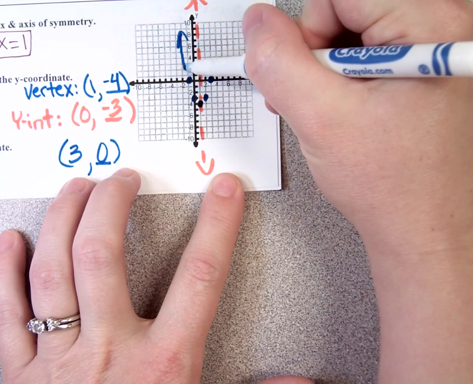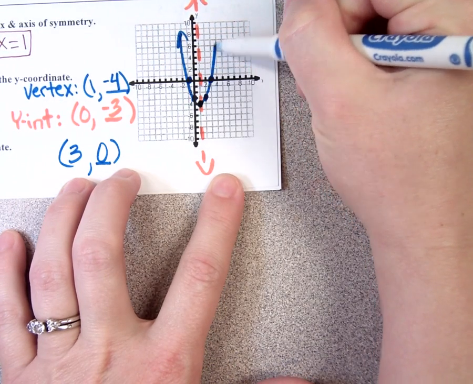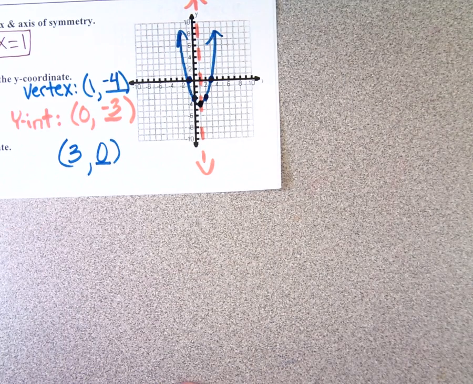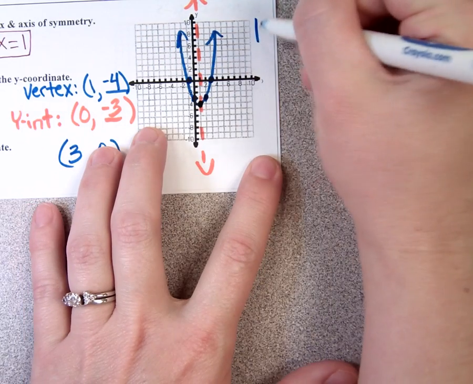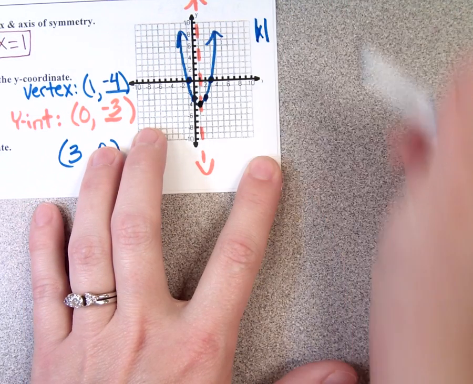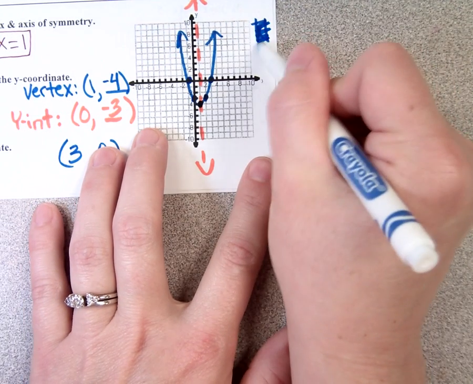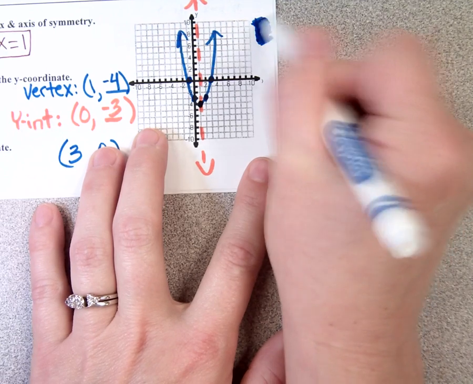Try not to make it look like a V. So you want it to be U-shaped, not V-shaped. Because your V-shaped graphs, those are absolute value graphs, and those are the graphs that have the straight up and down bars surrounding the X, and we don't want that. So you want to try to make it as U-shaped as possible.